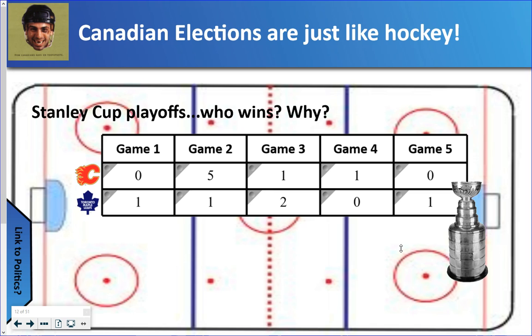And it's the same thinking here with first past the post. You win the most seats, you form the government. It's not necessarily if you get the most votes.